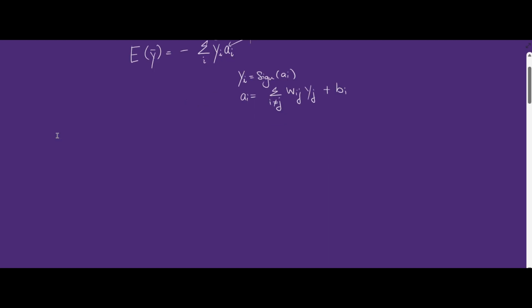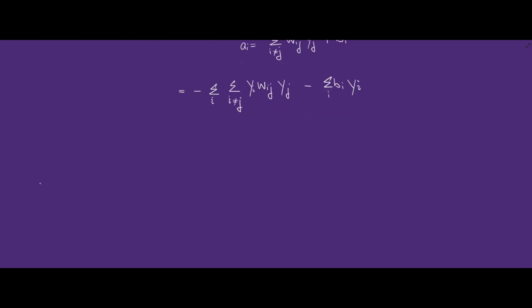So now let us try to reduce the form or simplify the form of the energy of the Hopfield network. So I can write this, by replacing ai, as minus summation over i not equal to j, yi wij yj, minus summation over i of bi yi. Now let us try to simplify this even further by using the constraints of the weight matrix, that is wij is equal to wji and wii equal to 0.